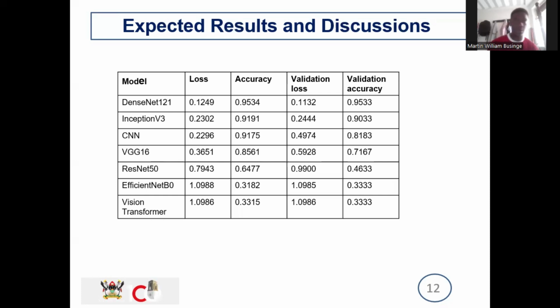We take one example of DenseNet 121. You can see that its loss is 0.1249, which is about 12.49%, and its accuracy is 0.9534, which is about 95.34%. That is for the training data. And when you look at the validation data, its accuracy is 0.9533, which is close to 95.33%, almost identical to the accuracy on the training data. So you can see that, yeah, it is fitted well for our training.